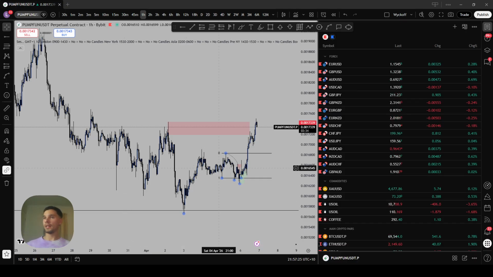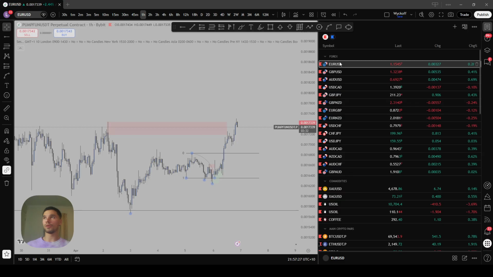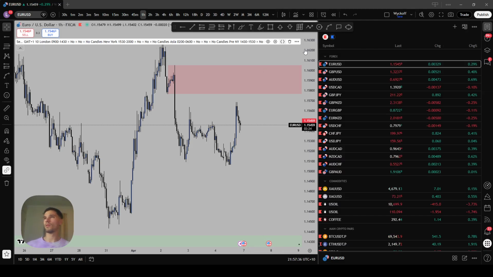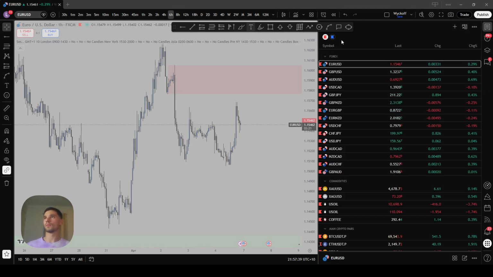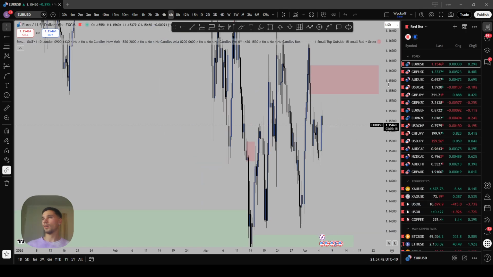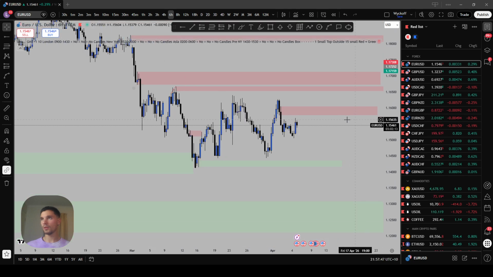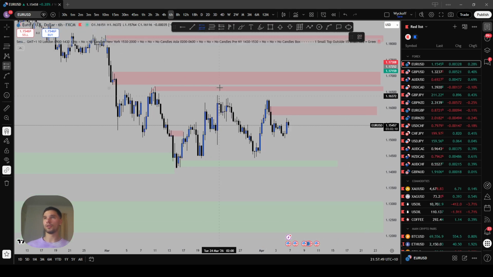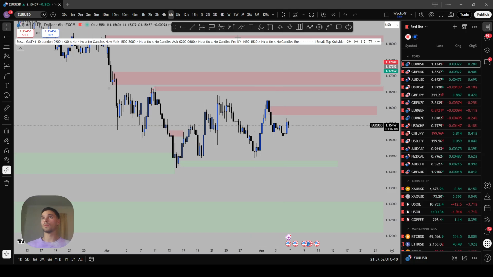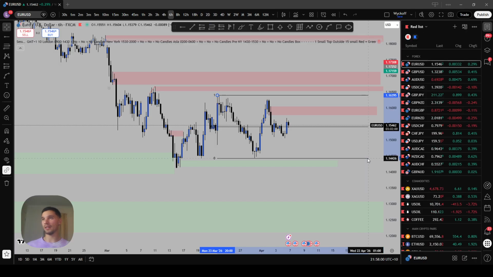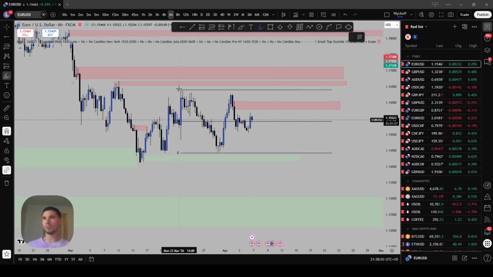Welcome. Let's get into it. We'll start with EUR USD. I don't expect this to go that long, so we'll see. This is my range on EUR USD. Haven't made that mistake in a while. Kind of just letting price play out here. I'm not too focused on it at the moment.